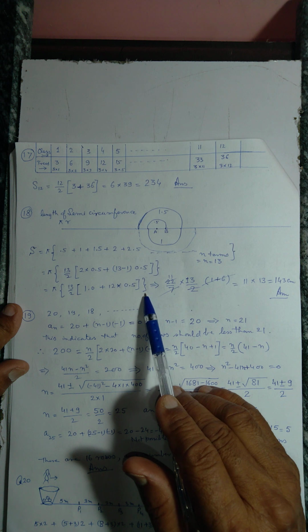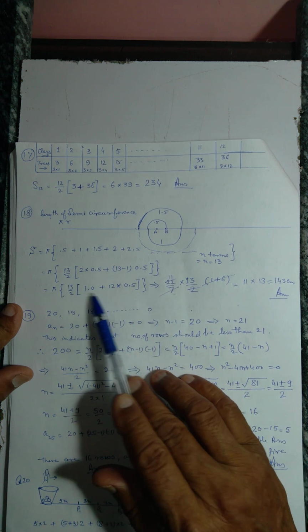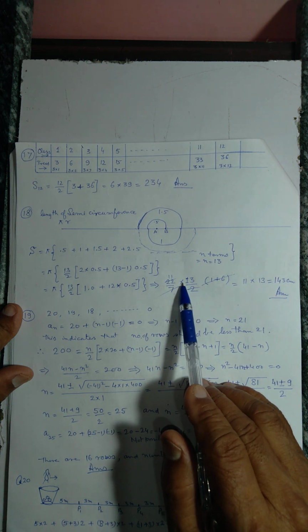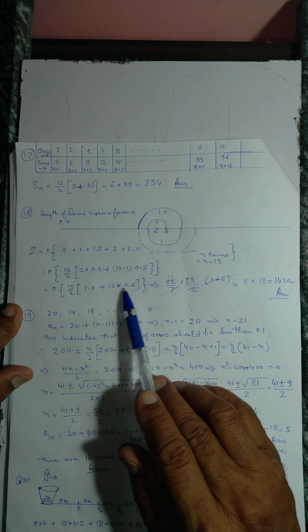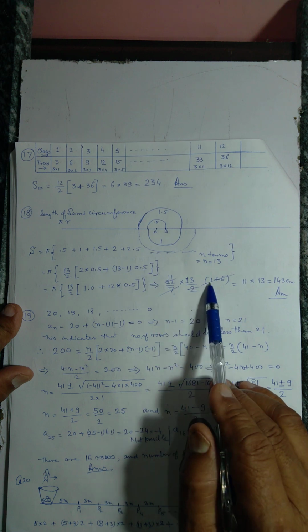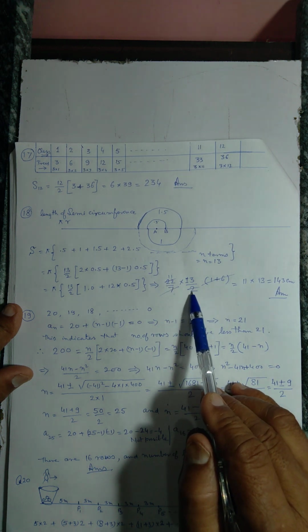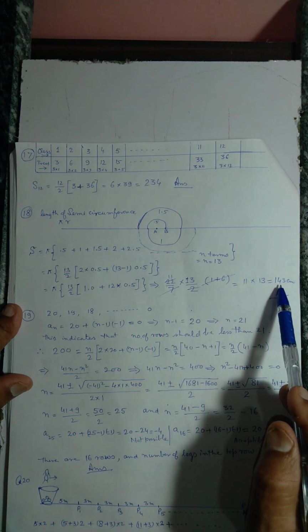bracket closed, and this will be equal to 22 by 7 again. The value of pi is 22 by 7, into 13 by 2, into 1 plus 12 times 0.5 is 6, so 6 plus 1 is 7. So this 7 will be cancelled, and 22 will be cancelled by 2, that will be equal to 11. So 11 into 13 will be equal to 143.